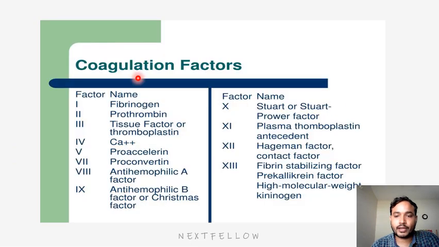So these are the coagulation factors. There are 13 factors. Factor 1 is now known as fibrinogen. These are MCQs. They can ask any one factor and then ask the name. That's why I'm repeating here.